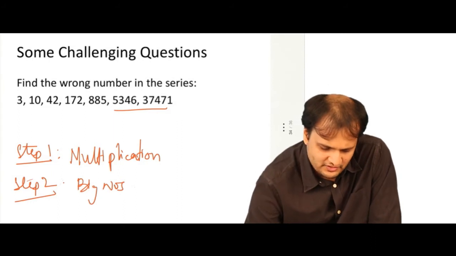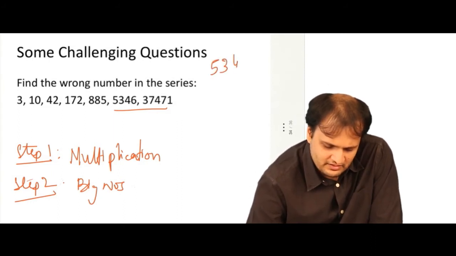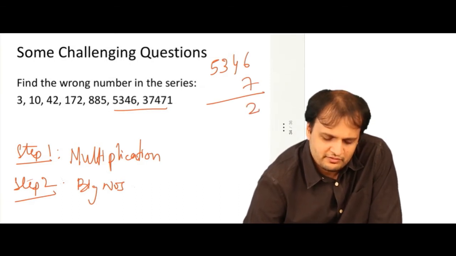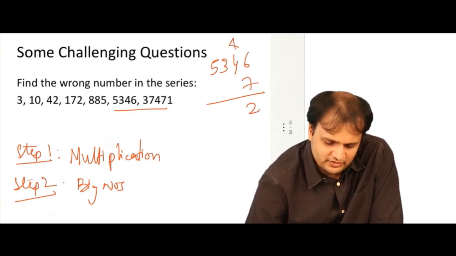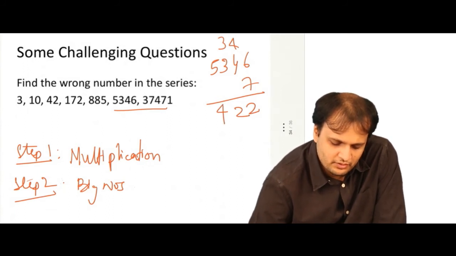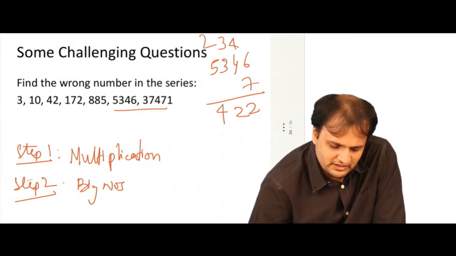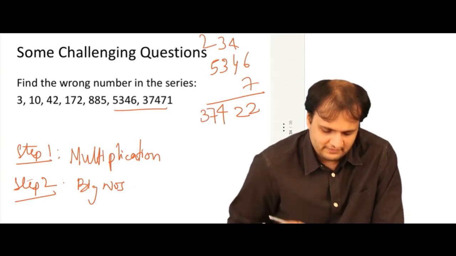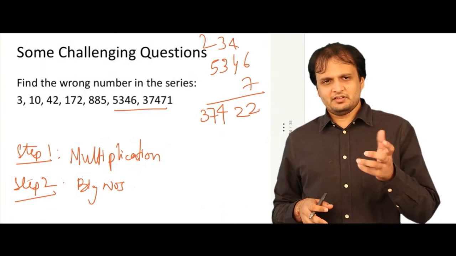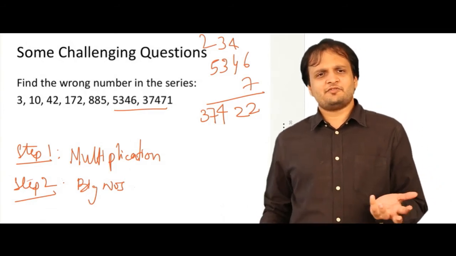So let's begin. 5346, first we multiply with 7. 7 6s are 42. 4 carried, 7 4s are 28 and 4 is 32. 3 carried, 7 3s are 21 and 3 is 24. 2 carried, 5 7s are 35 and 2 is 37. 37,422. A little close to 37,471.